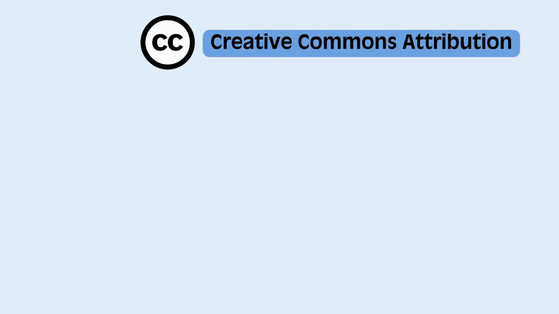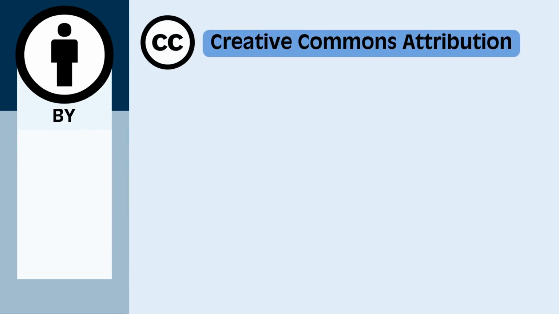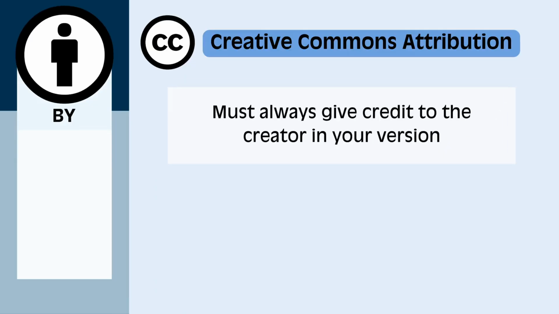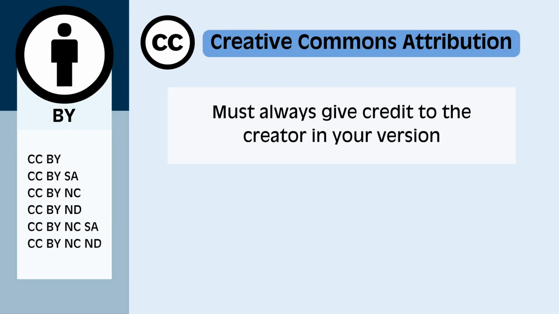Now, getting into Creative Commons license, the most basic and open license is the Creative Commons Attribution, or CC BY. CC BY, as previously stated, requires you to always give credit to the creator in your work. All of the CC licenses include BY. The CC BY license by itself is the most open license, meaning the license you can do the most with after public domain and the Creative Commons Zero.